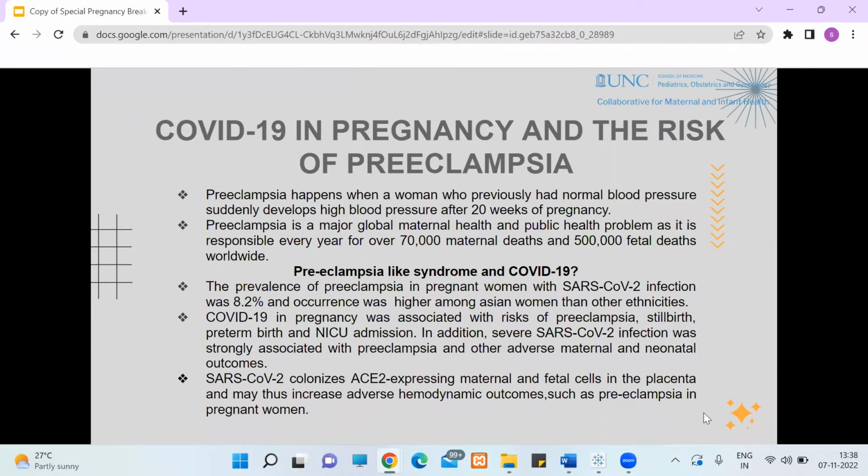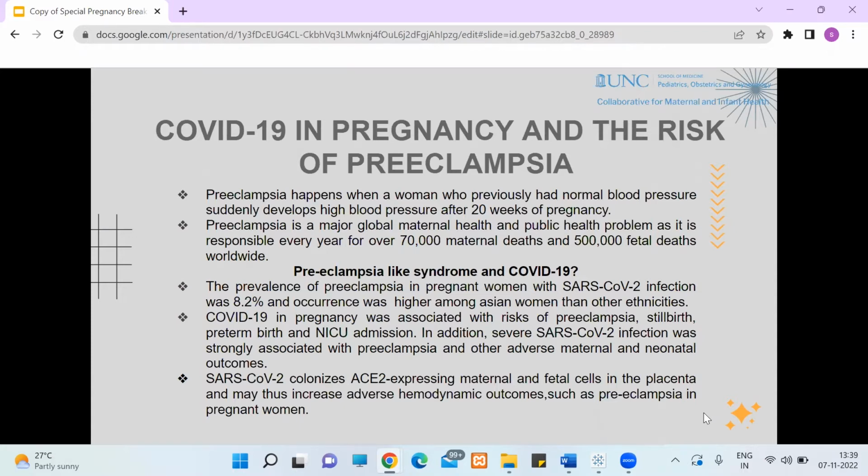So the studies I researched showed that the prevalence of preeclampsia in pregnant women with COVID-19 infection was 8.2%, and its occurrence among COVID-19 infected pregnant Asian women was higher than among women with other ethnicities. COVID-19 in pregnancy was not just associated with the risk of preeclampsia, but was also associated with stillbirth, preterm birth, and neonatal ICU admissions. So the underlying mechanism was that the COVID-19 virus colonizes the ACE2 receptor, which is a receptor that controls the blood pressure in the maternal and fetal cells in the placenta, and that causes preeclampsia in pregnant women.